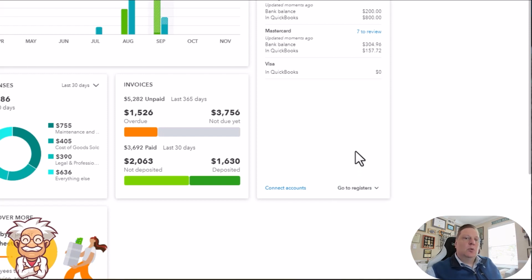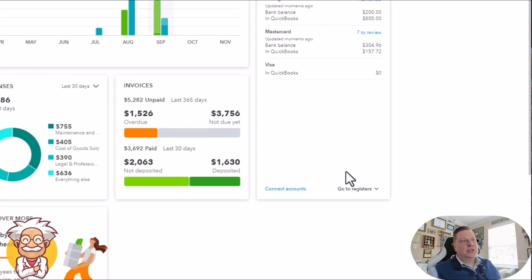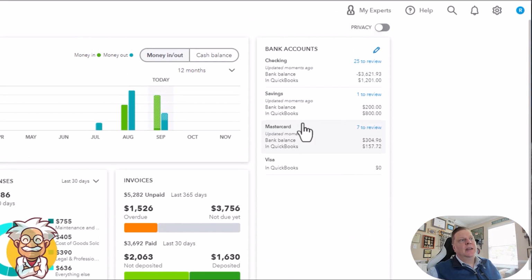And the difference between a register and a bank feed is that the register is actually confirmed, and it is the final, whether it's a deposit or an expense or a credit card charge, and that shows up in the register. These are still in a feed, and you have to review them and confirm them. So that's your bank account section over here to the right. It will always be on the right hand side, real easy to get to.